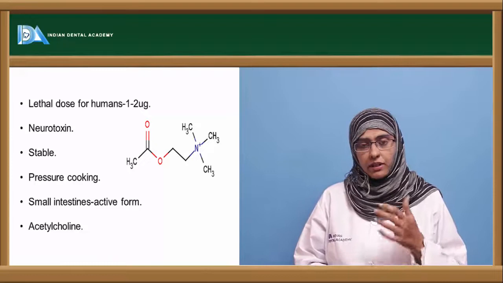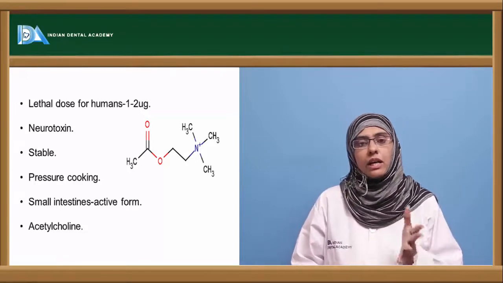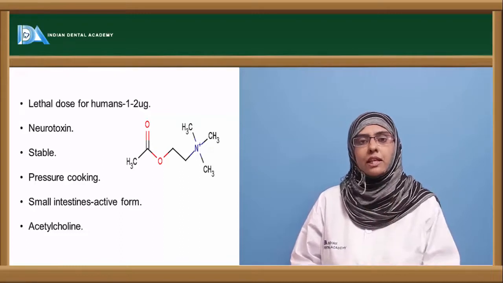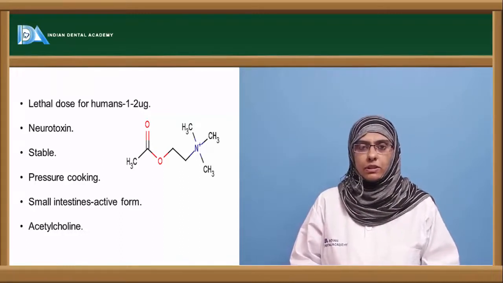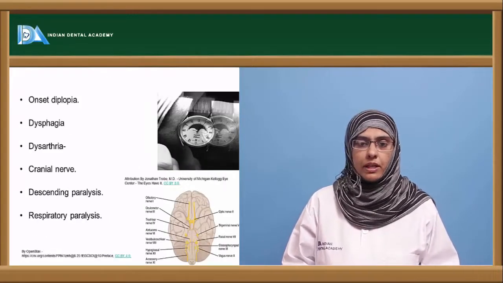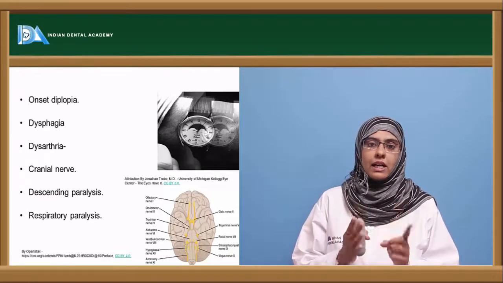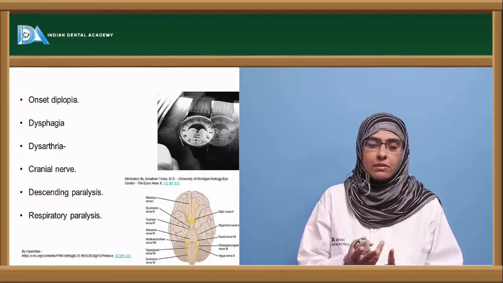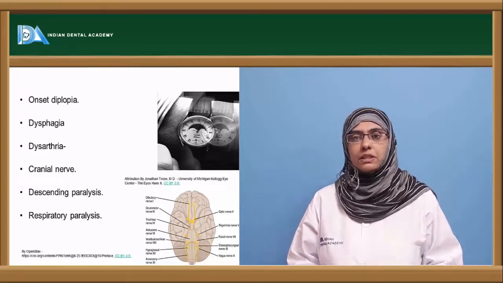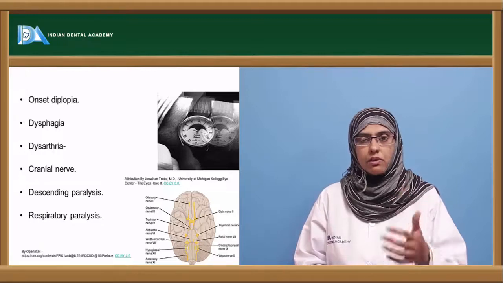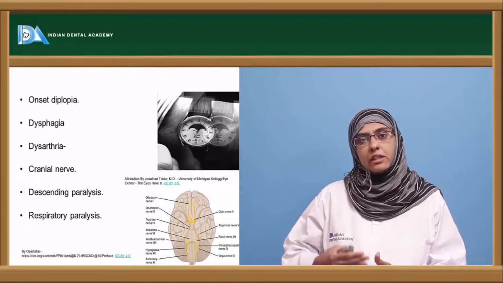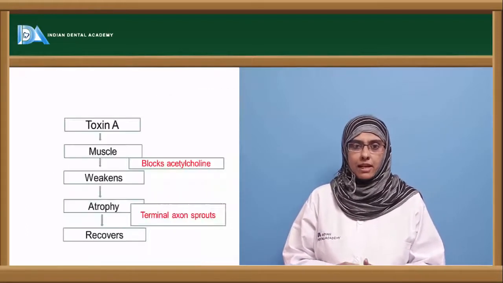Now the effect of this toxin is that it blocks or inhibits the production or the release of acetylcholine at the synapses of the neuromuscular junction. The symptoms of this infection are the onset of diplopia, that is, there is no alignment of the eye, or the person sees two images at the same time. Dysphagia, difficulty in swallowing. Dysarthria, that is the motor speech disorder, involving the cranial nerves. And there is a symmetric descending paralysis which leads to the death of the person due to respiratory paralysis.